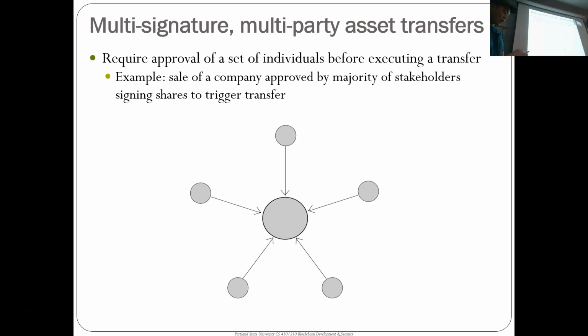In this case, I have a function here that is the sale of all of my company to someone else, and I would require, say there are 5 stakeholders, 3 out of the 5 to actually invoke this function before it would actually execute. That's the idea.